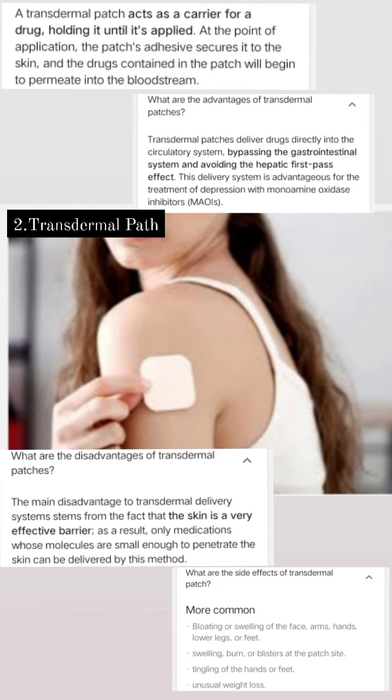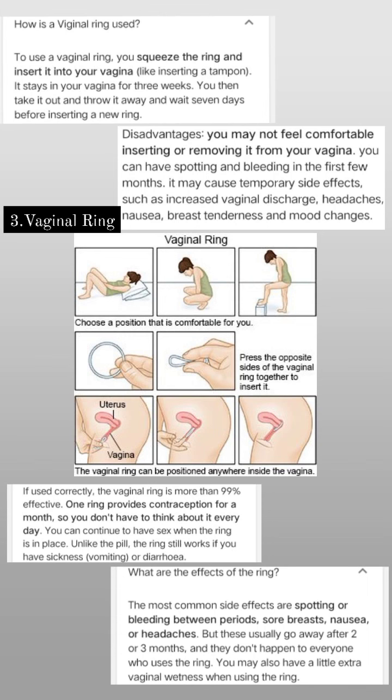And the third, vaginal ring. How is a vaginal ring used? To use a vaginal ring, you squeeze the ring and insert it into your vagina, like inserting a tampon. It stays in your vagina for 3 weeks. You then take it out and throw it away and wait 7 days before inserting a new ring.